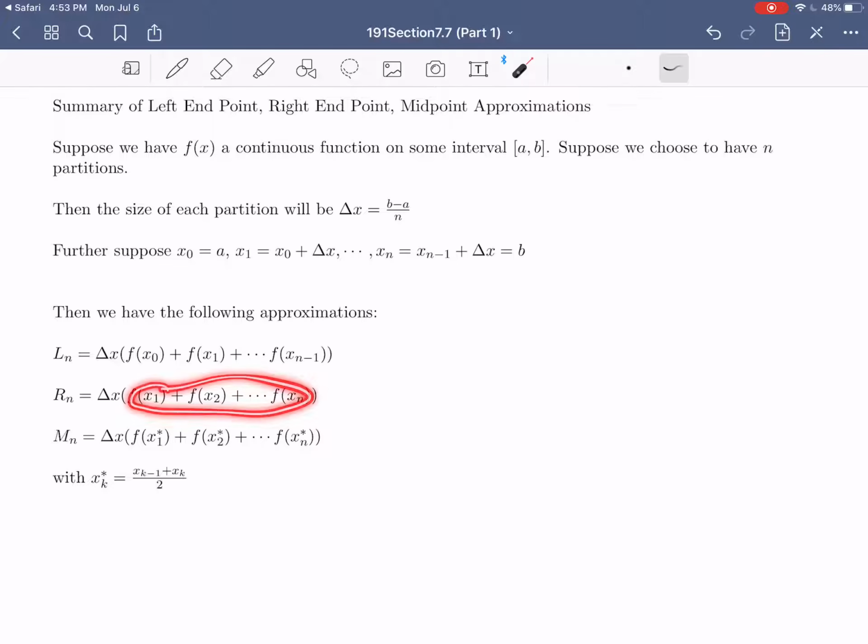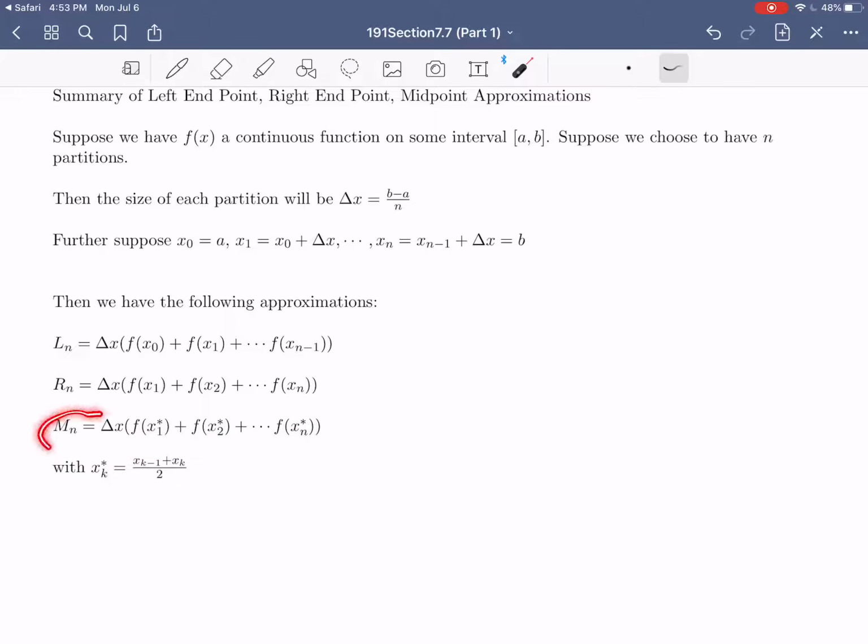Here, we use starting from f of x1, which is technically going to be a plus delta x, and then we go f of x2 plus dot dot dot down to the very last f of xn, which will be f at b, the end of our interval. And then the midpoint rule is delta x times f of x1 star plus f of x2 star plus dot dot dot f of xn star, where those xk stars are the midpoint of the previous partition. So x sub k minus 1 plus x sub k divided by 2.